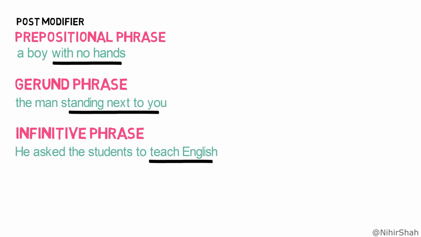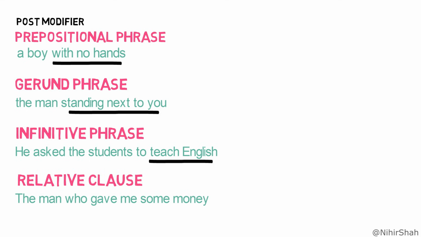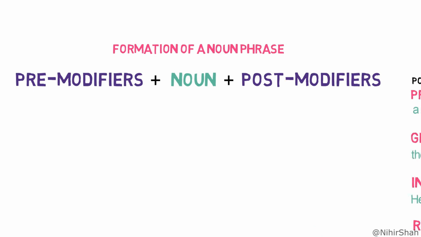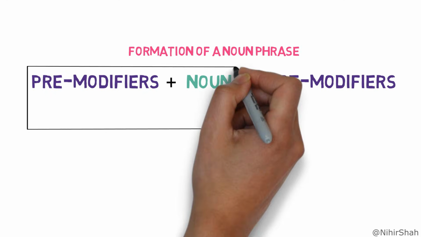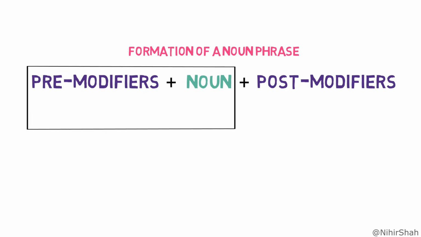And number 4, relative or adjective clause. The man who gave me some money. Here, who gave me some money is a relative or adjective clause. Based on this structure, noun phrases could come in 3 ways in a sentence. Number 1, pre-modifier plus noun. For example, the novice man. Here, the and novice are pre-modifiers.